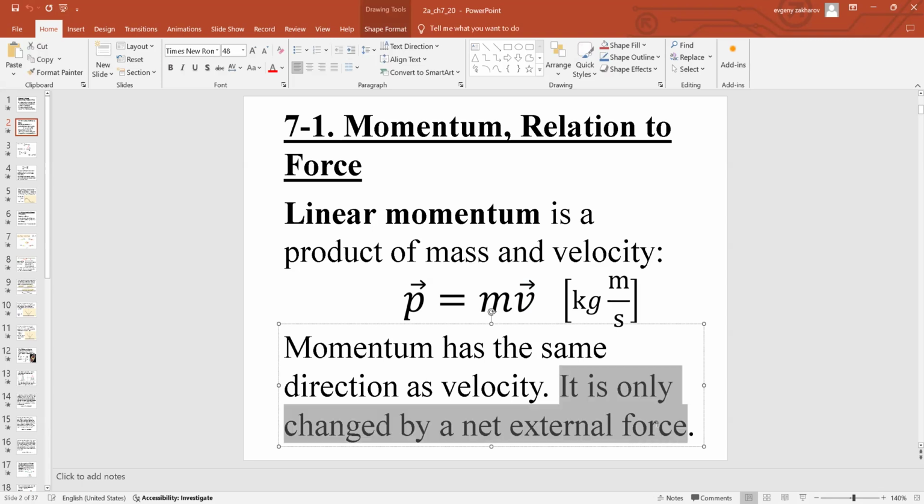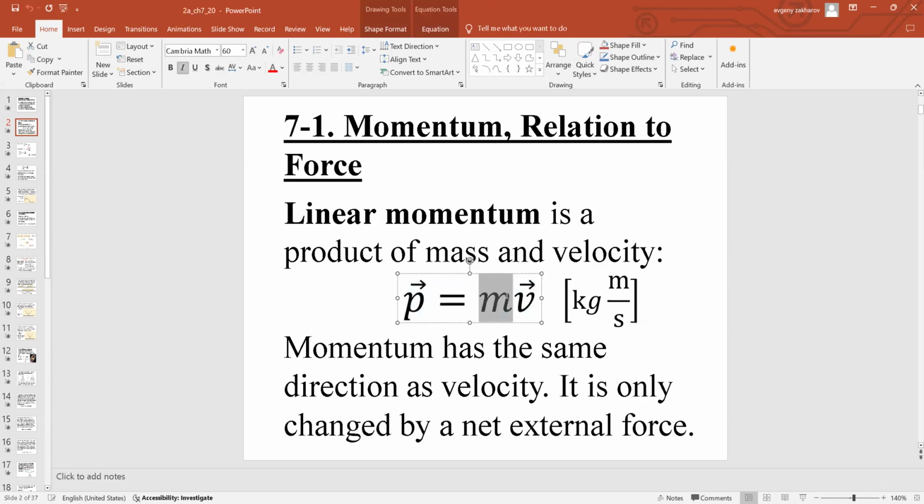And you can only change momentum if there is a net external force. This is the statement for the second Newton's law that Newton actually figured out. Because for change in momentum, you can change the mass, or you can change the velocity, or you can change both. So no matter what the change is, mass or velocity or both, you have a change in momentum, and you can only change it if you have a net external force.